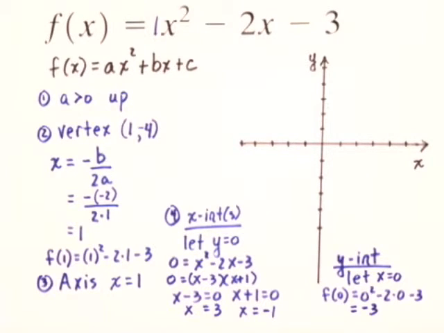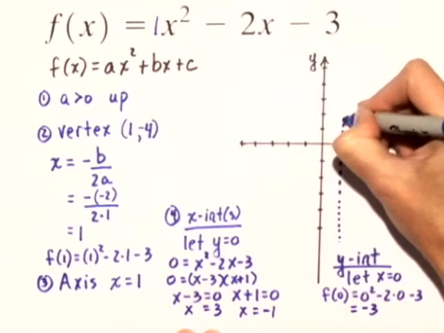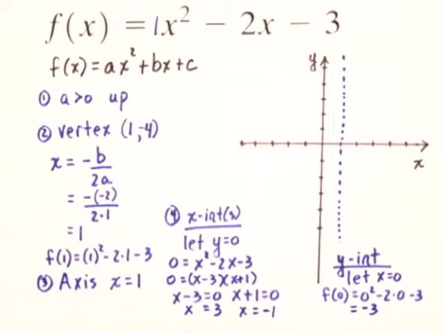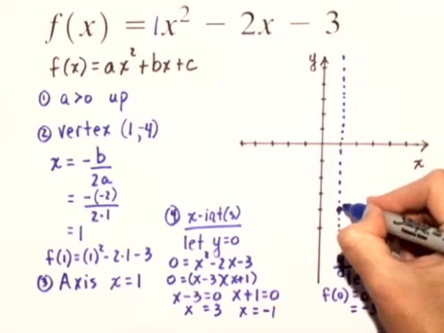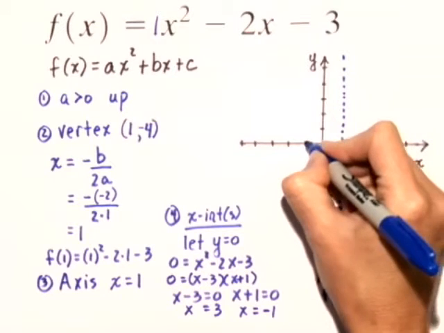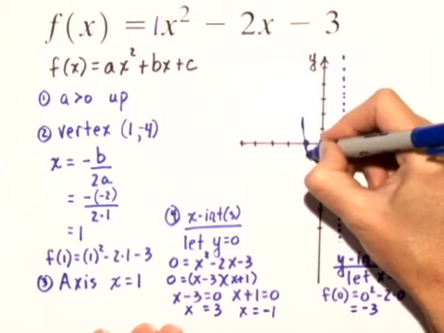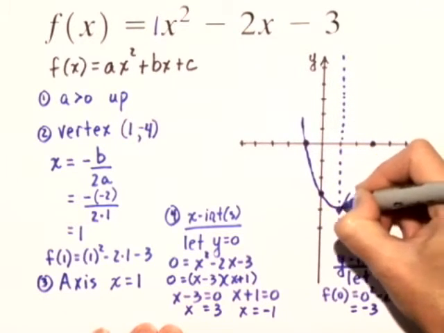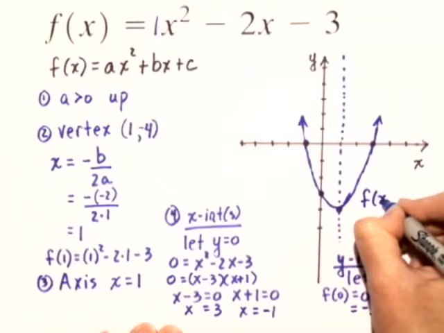We know, first of all, that it opens up, and we know the axis of symmetry is the line x is equal to 1. So let's draw in our axis of symmetry, the vertical line going through 1 on the x-axis. Next, we'll plot the vertex, (1, -4), on the axis of symmetry. We'll also plot the two x-intercepts we found, positive 3 and negative 1. And finally, the y-intercept is negative 3. Now we'll sketch this and make a smooth curve. This is the graph of our function f of x.